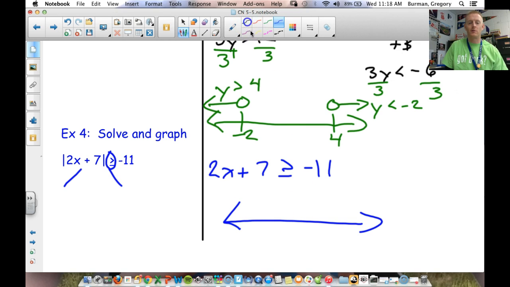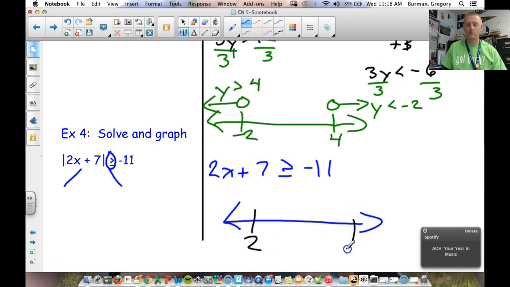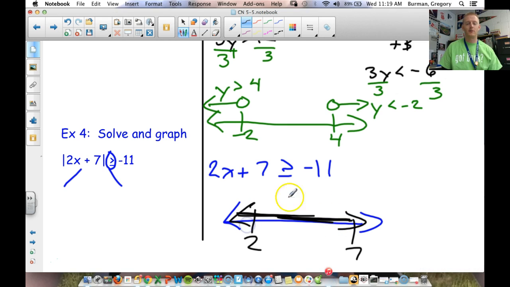So the way that you would draw that to graph it is you would just make a number line. Maybe you choose 2, maybe you choose 7 or whatever your numbers are, and you're just going to fill in all of them. They go all directions, it's all solutions, due to the fact that it's always going to be greater than a negative 11. There's no possible way that the absolute value of something can be negative. So it's going to be greater than a negative number at all times.